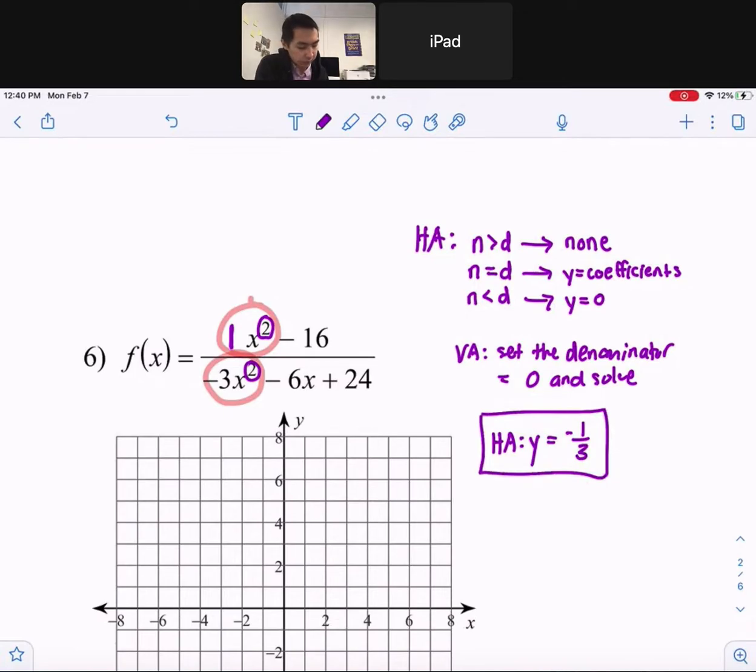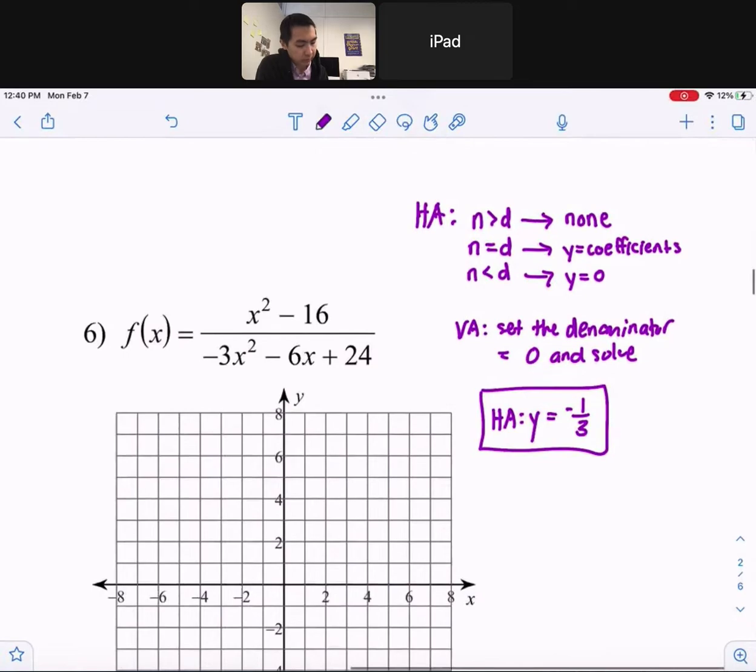Now let's find our vertical asymptote. So we have to factor everything. On top, we can do a factor by difference of squares. So x plus 4 times x minus 4. Now we can factor out a -3 from all of them, so divide each one by -3.